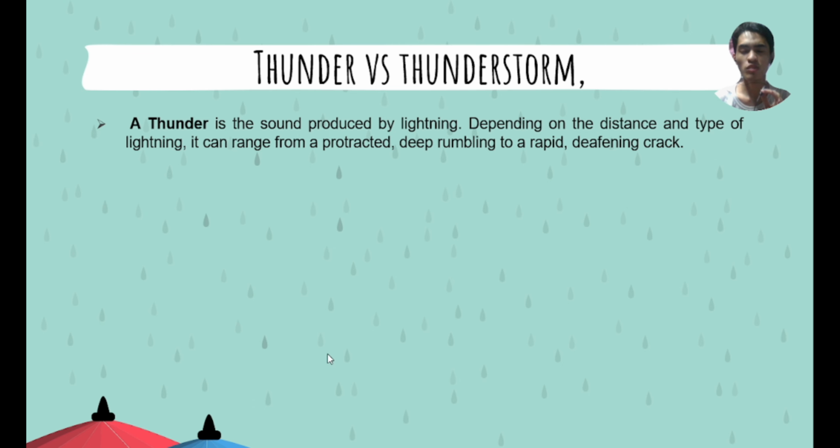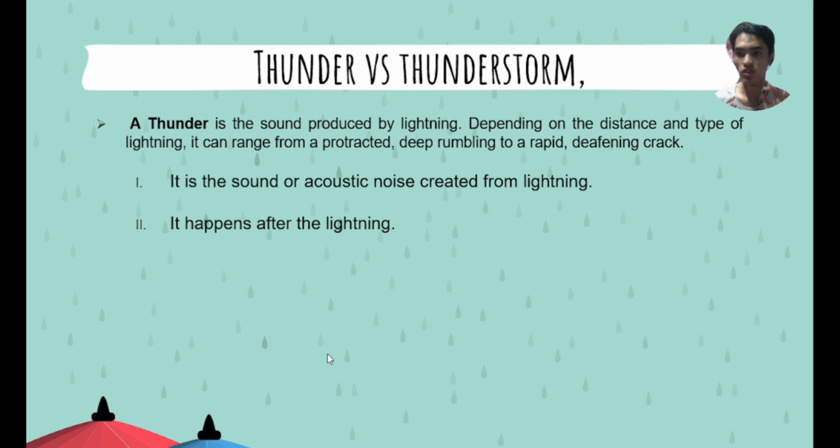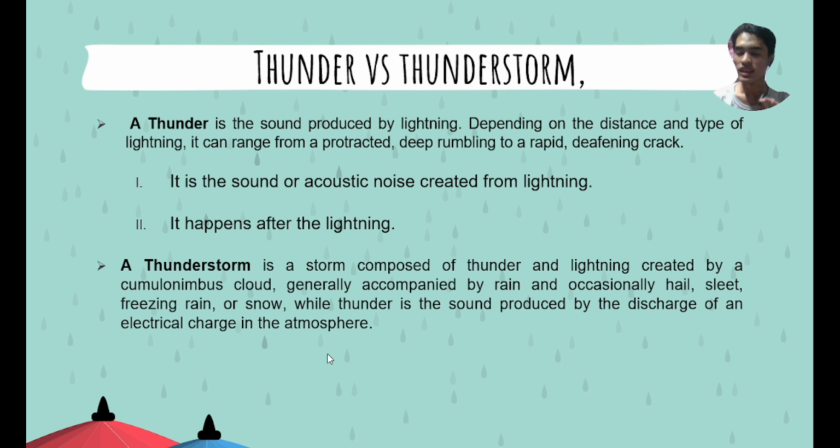Thunder is the sound produced by lightning. Depending on the distance and type of lightning, it can range from a protracted, deep rumbling to a rapid, deafening crack. It is the sound or acoustic noise created from lightning, and it happens after the lightning. While a thunderstorm is a storm composed of thunder and created by a cumulonimbus cloud, generally accompanied by rain and occasionally hail, sleet, freezing rain, or snow, thunder is the sound produced by the discharge of an electric charge in the atmosphere.